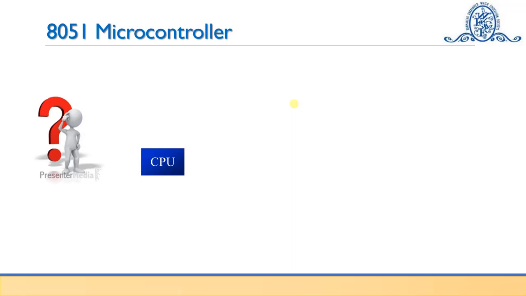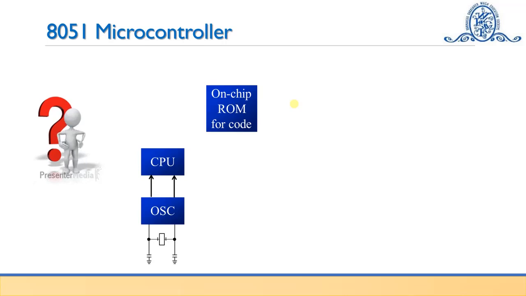Now let us discuss the simple block diagram of the microcontroller 8051. As we all know that the CPU is the heart of the microcontroller, and then to run the CPU we need clock. So clock is generated by the oscillator. The oscillator requires a crystal and some stabilizing circuitry which includes the capacitors. So the clock is connected to the CPU. We'll discuss the clock frequency and the other details in the coming slides.